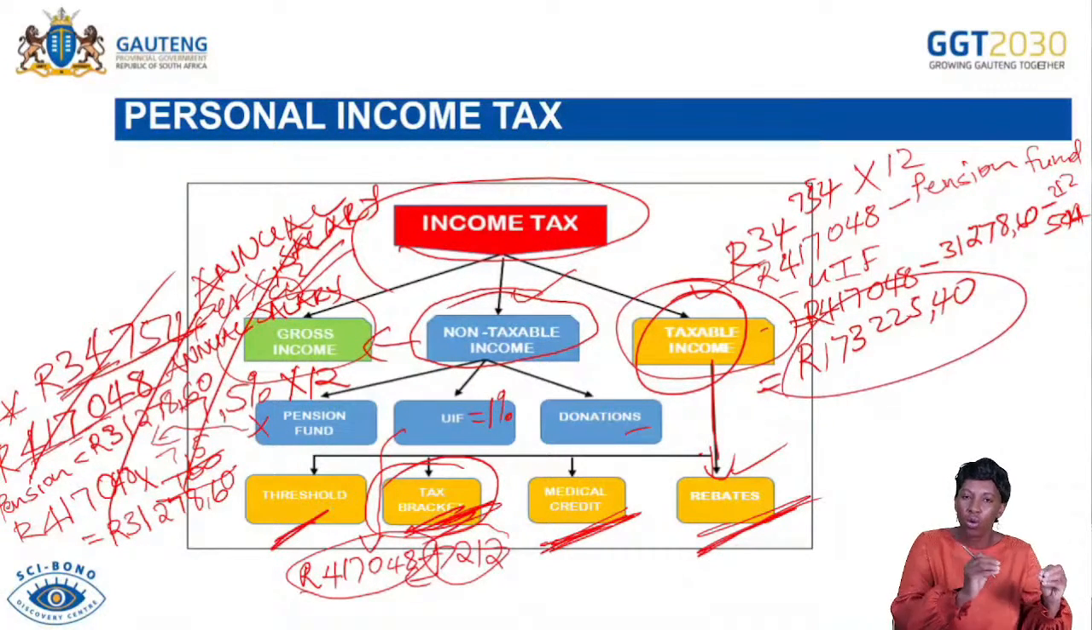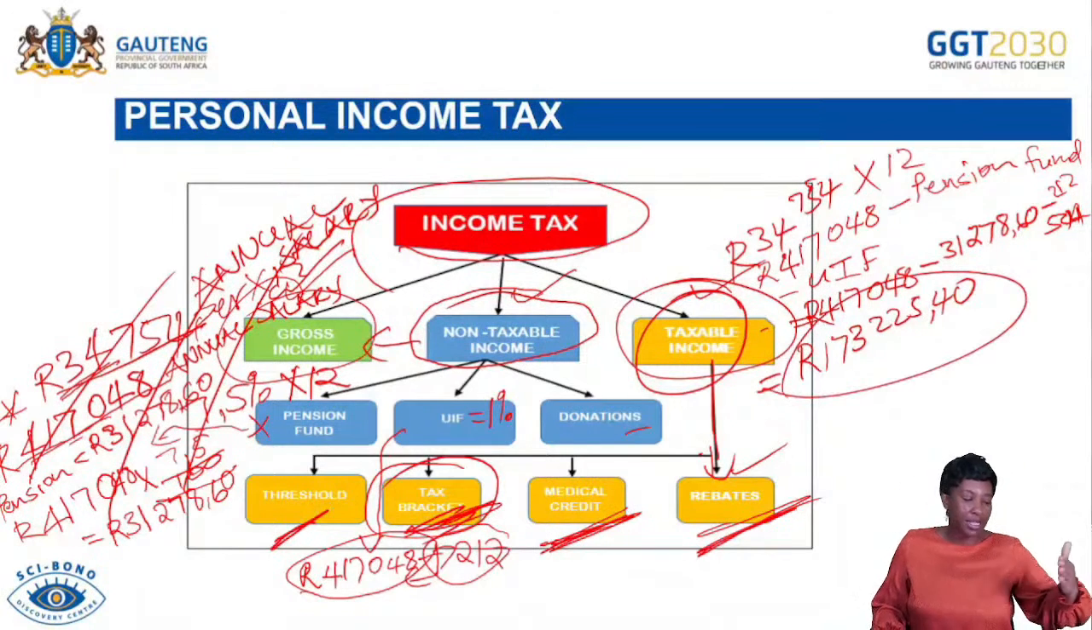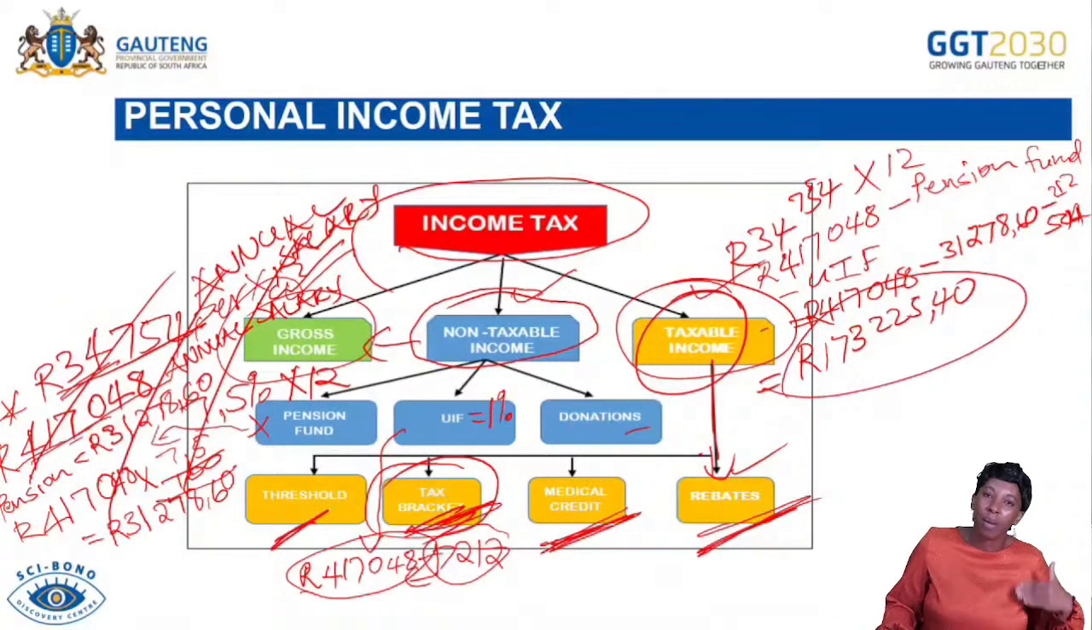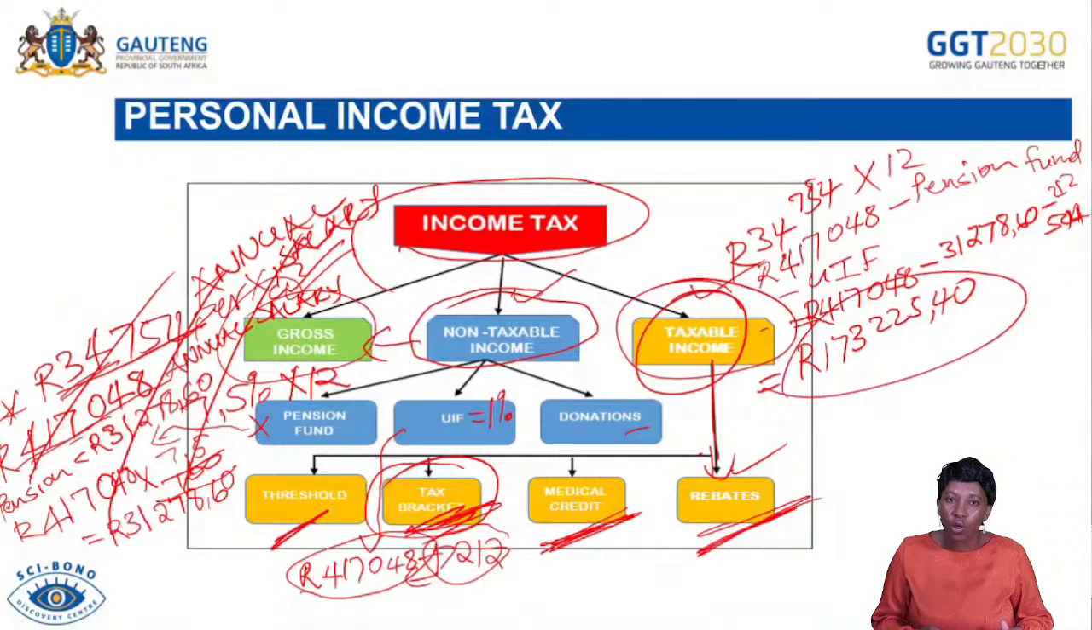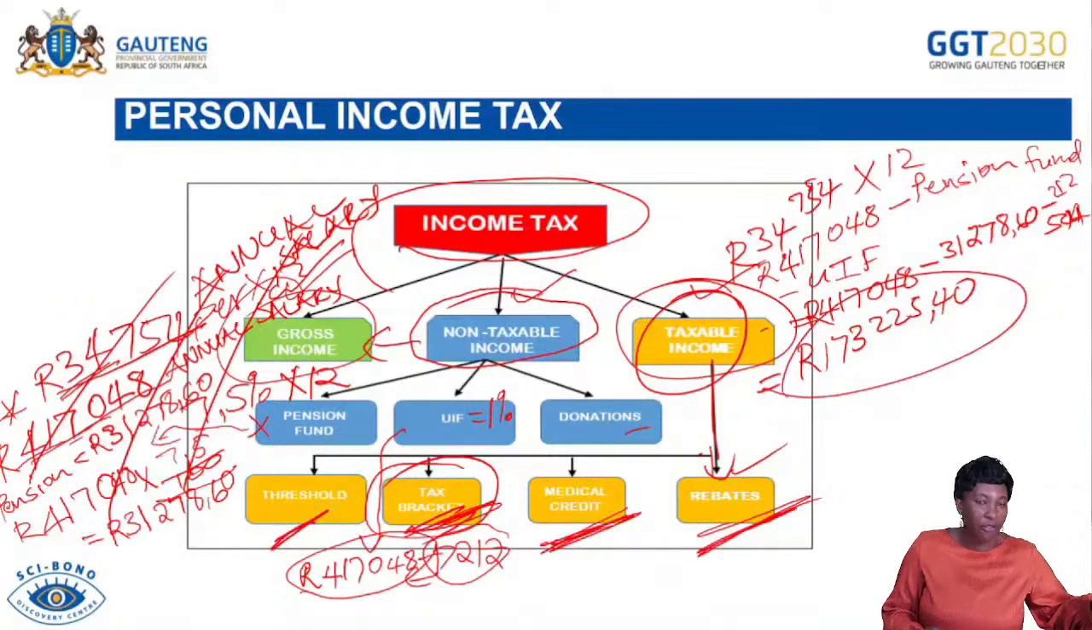So we get a new tax table every year. For now, we are using the one that says 2024, 2025. For last year, it was 2023, because remember, the tax year starts when? That is why I said everything we multiply by 12. The tax year starts on the 1st of March. It will end on the 28th of February the following year.